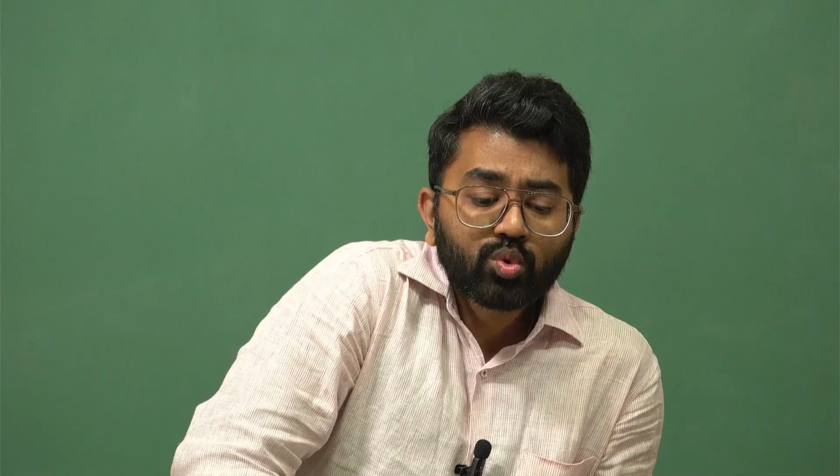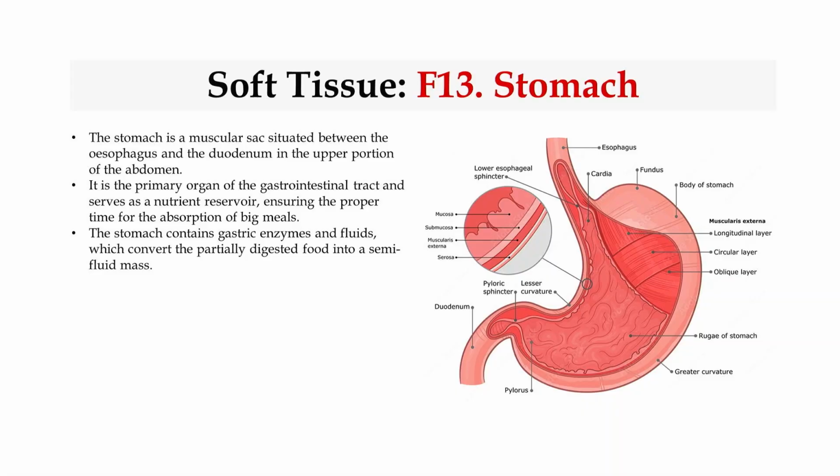So coming back to the stomach, we are looking at the pylorus, followed by the lesser curvature, the pyloric sphincter, and then finally the duodenum. If we look at a cross section on the side, zoomed in, we see several different layers as follows. You have the serosa, which is one of the outer layers, followed by the muscularis externa, submucosa, and the mucosa, right?